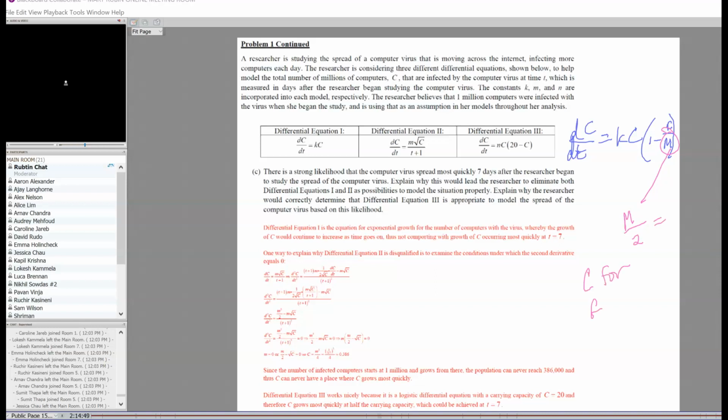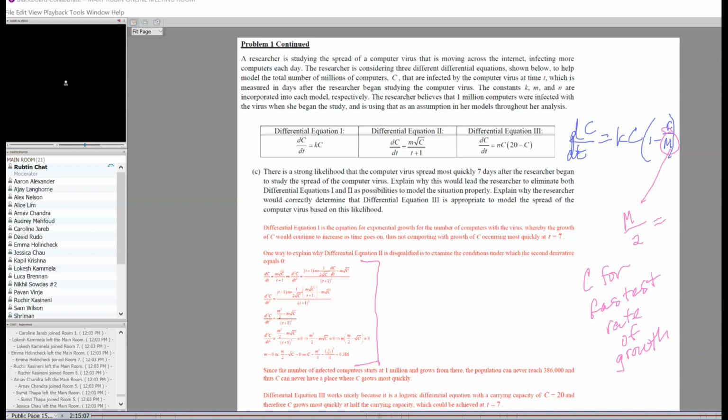Or fastest rate of, you really shouldn't say fastest, I guess. Well, maybe in this context it's fine. And then the concavity is going to change.